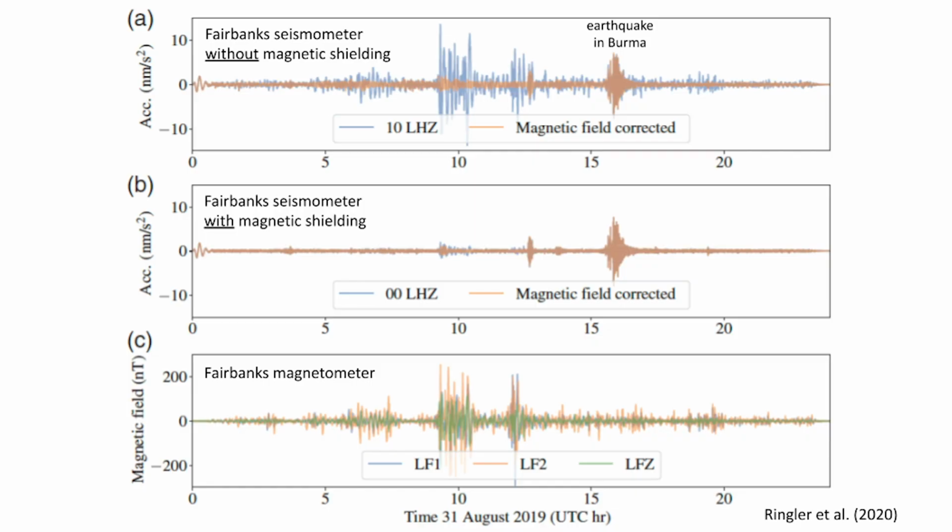This shows a figure from Adam Ringler's paper showing a Fairbanks seismometer without magnetic shielding and with magnetic shielding. You can see that without the magnetic shielding, the blue traces up here look very similar to the magnetometer that's on the same site. So the magnetic shielding removes the effect that generally you don't want to pick up on a seismometer. But if you are going to pick up the magnetic field recording, then we might do something useful with it, such as monitor fields related to aurora displays and dynamics.